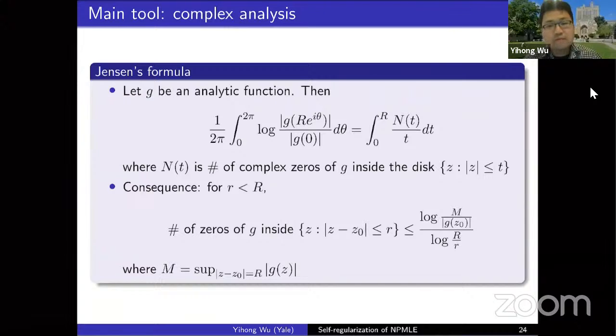To implement this recipe requires essentially 3 things. First, I need to localize the roots, because these results only allow me to control the number of roots inside a disk, so I need to know where the roots are. Number 2 is I need some control over the value of the function at some point from below. And the third thing, I need to control it from above on a huge circle. Then that will complete the proof.